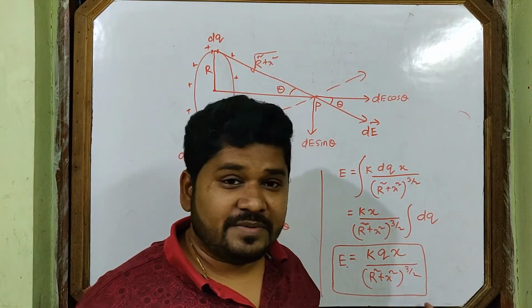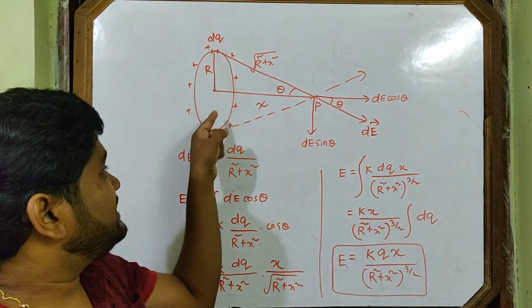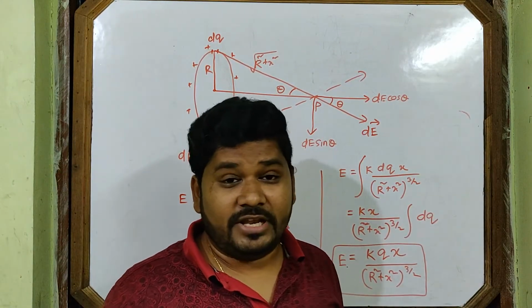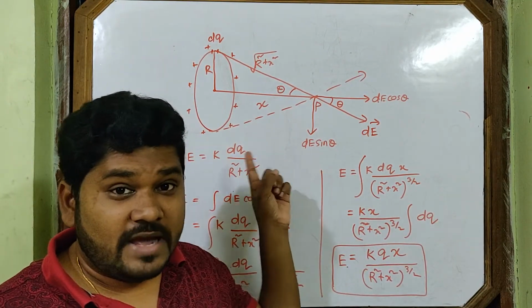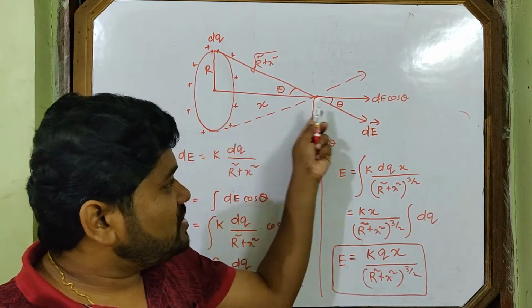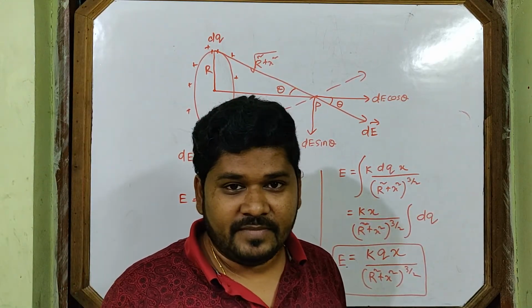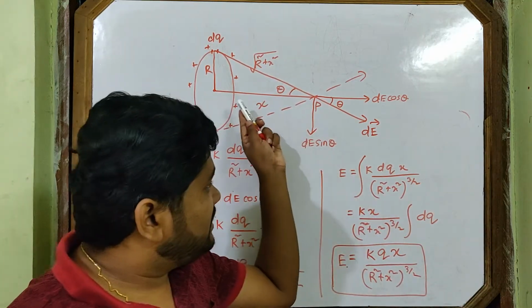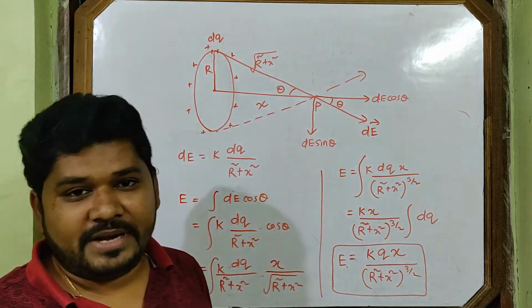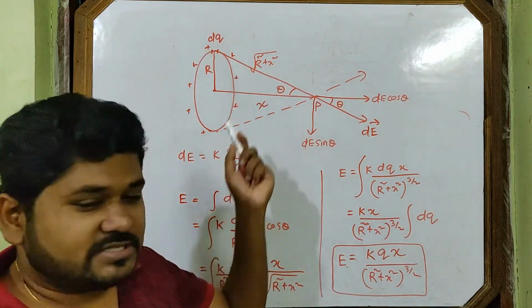And where is the direction of electric field? If the ring is in xy plane, the electric field is along x-axis. If the ring is in yz plane, then the electric field is along x-axis. Understand? Electric field will be along x-axis. So this is the electric field expression due to charged ring.